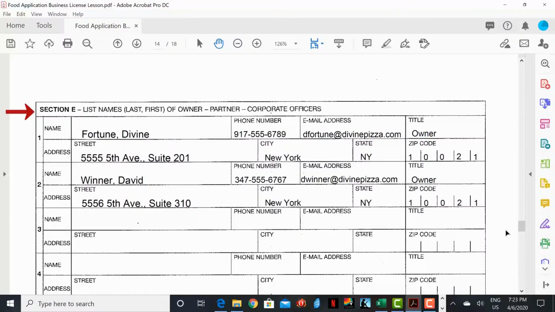Section E is where you will list the names of the owners, partners, or corporate officers. The first name we will enter is Fortune Divine. Phone number 917-555-6789. Email address dfortune@divinepizza.com. Title, owner. Address, 5555 Fifth Avenue, Suite 201. City, New York. State, New York. Zip code 10021.